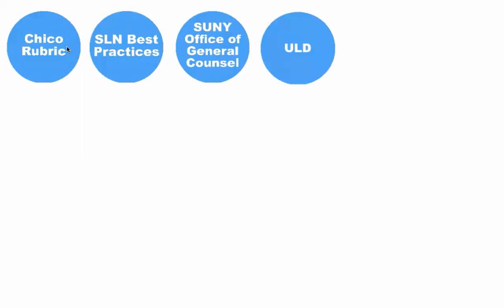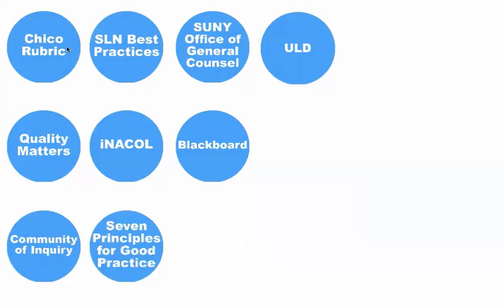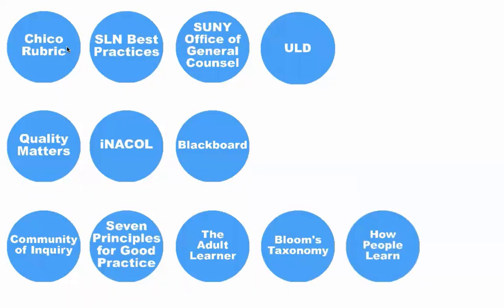the CHICO rubric. 20 years of SUNY Learning Network research informed best online practices, the SUNY Office of General Counsel's Memorandum on Accessibility Considerations, Universal Learning Design Principles, and conducted a gap analysis with Quality Matters, iNACOL, and Blackboard Exemplary Courses. The resulting 50 standards in the rubric target online instructional design and incorporate the Community of Inquiry model. The 7 principles for good practice in undergraduate education, the adult learner, Bloom's taxonomy, how people learn, and has been mapped to the Open SUNY fundamental and core competencies for online course design.